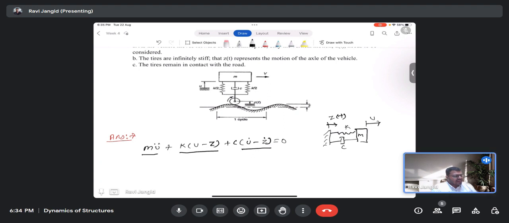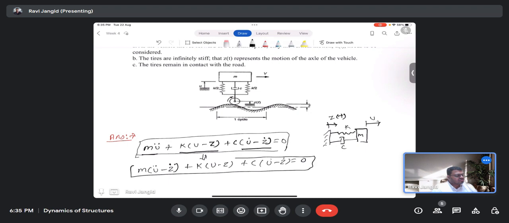Did you understand why I write this equation? Do you know this equation? Why don't I write this equation like that: m u double dot minus z double dot, plus k into u minus z, plus c into u dot minus z dot? I write this one.